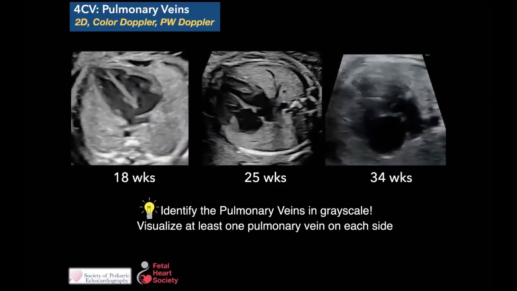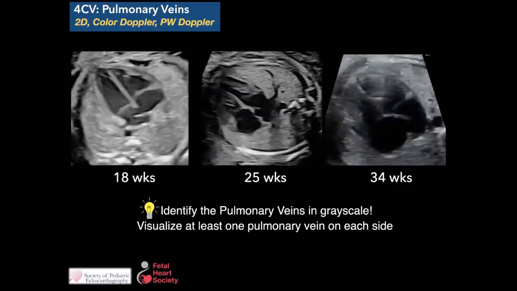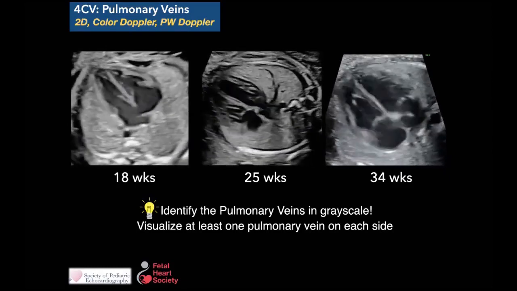You notice that you can see the slit-like openings in the posterior wall of the left atrium. So it's very important to visualize at least one pulmonary vein on each side in grayscale, especially prior to turning on color.